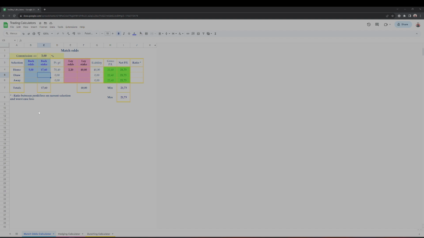And basically this is a simulation, right? So you can say that if, for example, you start the trade and you lay the home team at 2.20 odds for 40 stake, your liability is of course 48, so you're risking 48 to win 40, right? Because in a lay bet, the lay stake is something that you can win. 38.8 is of course with commission included.